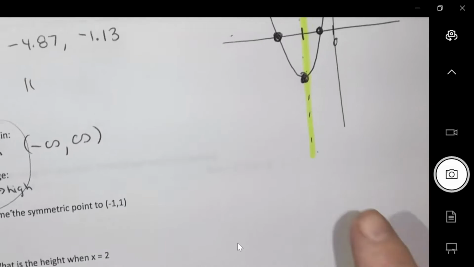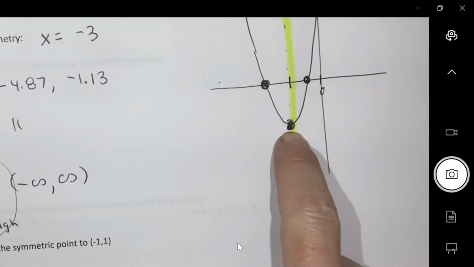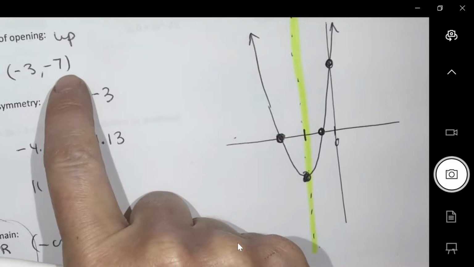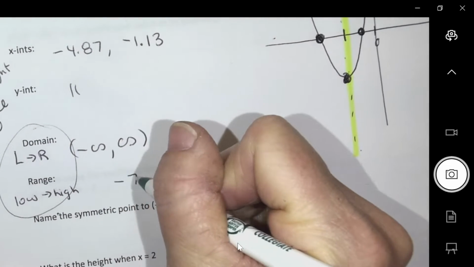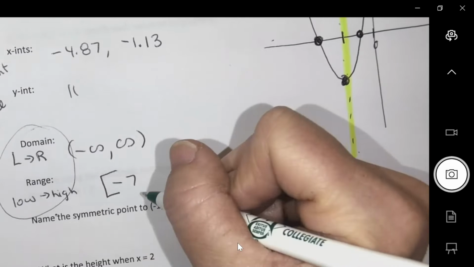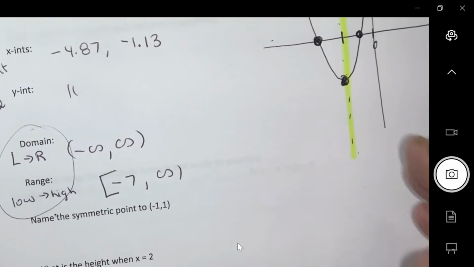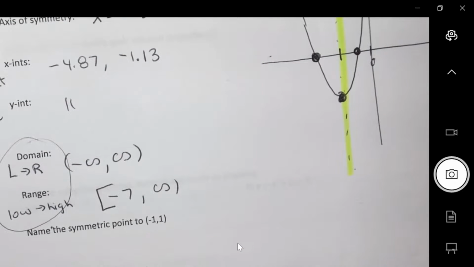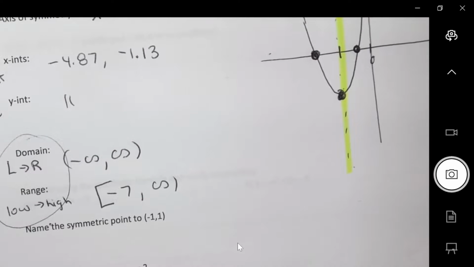Okay, so the lowest is the height of -7, exactly, so square bracket. The highest is, it goes up, up, up, up, so infinity.